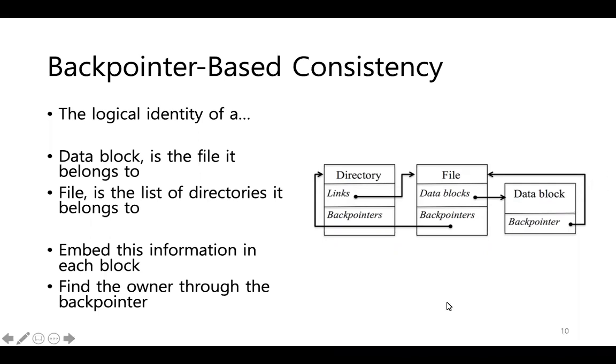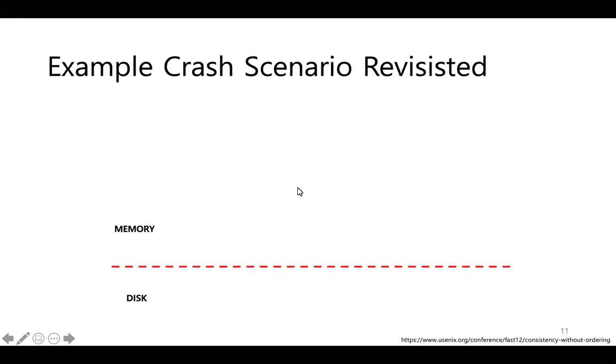So in this diagram on the right, we have a data block, which has a backpointer in it to the file it belongs to. And the file also has these forward pointers, as in regular file systems, to the data block. And the file can have one or more backpointers to the directories it belongs to. And then the directories will link to the file.